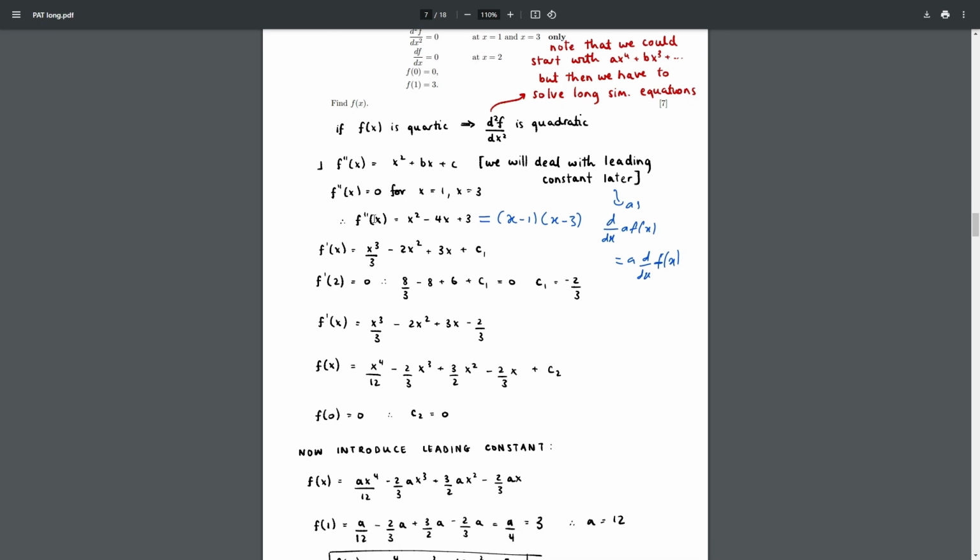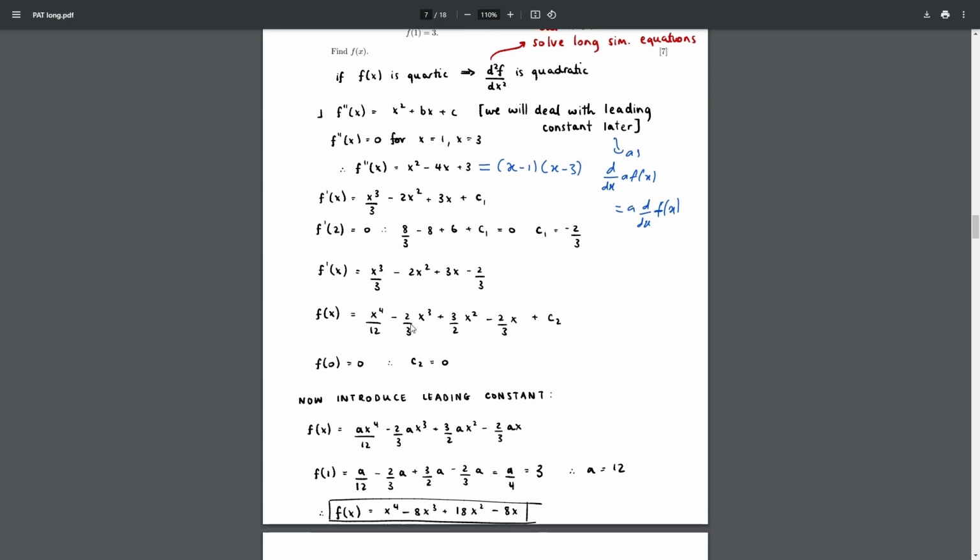So we now can integrate this f double dash of x to get the first derivative of x is x cubed over 3 minus 2x squared plus 3x plus c1. Obviously all multiplied by a constant, but as it's equal to 0, that constant will disappear, it doesn't matter. And we can get c1 is minus 2 over 3 by using at x equals 2, the derivative is 0.